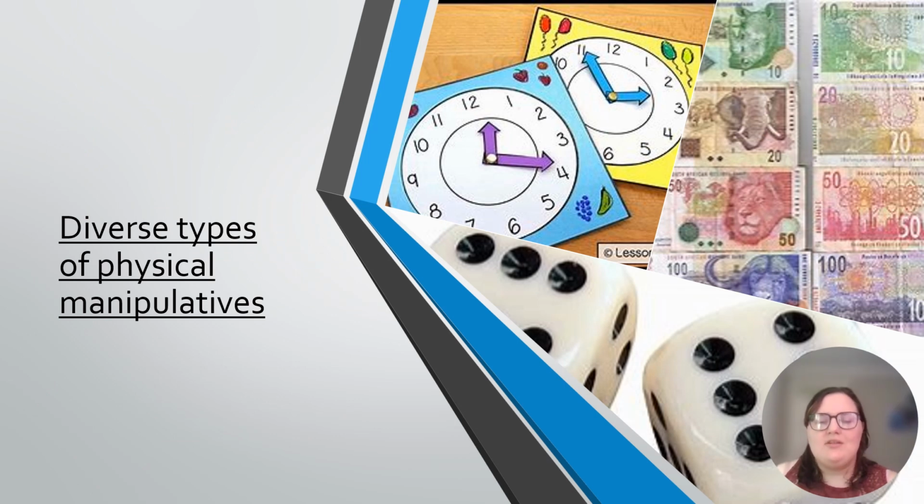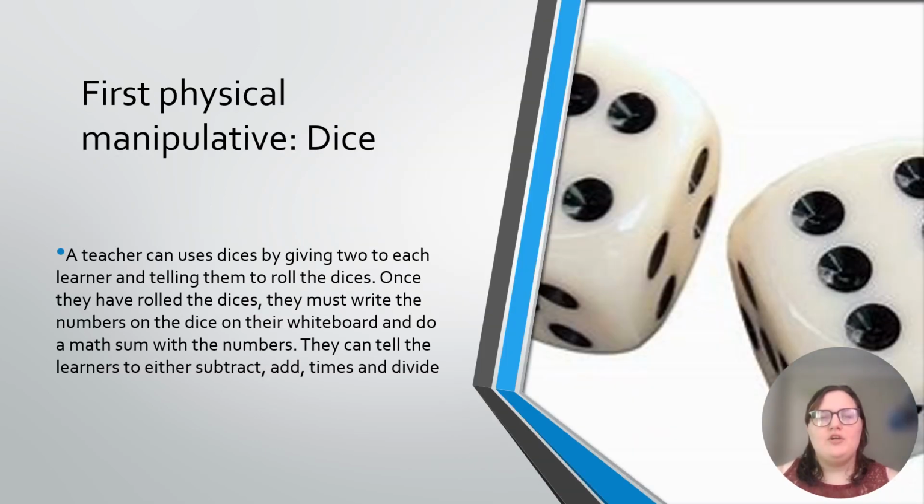Let's look at different types of physical manipulatives that a teacher can use in his or her classroom. The first physical manipulative that a teacher can use is a dice. A teacher can use dice by giving two to each learner and telling them to roll the dice. Once they have rolled the dice, they must write the numbers on the dice on their whiteboard and do a math sum with the numbers. They can tell the learners to either subtract, add, times, and divide.